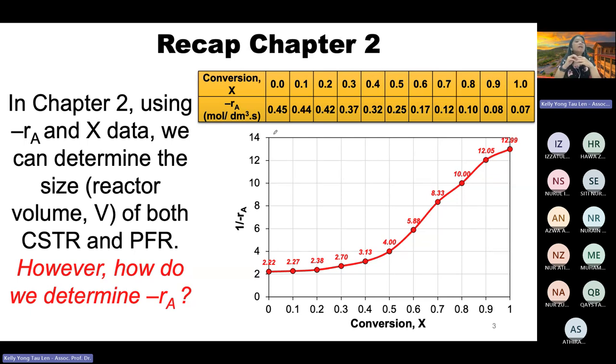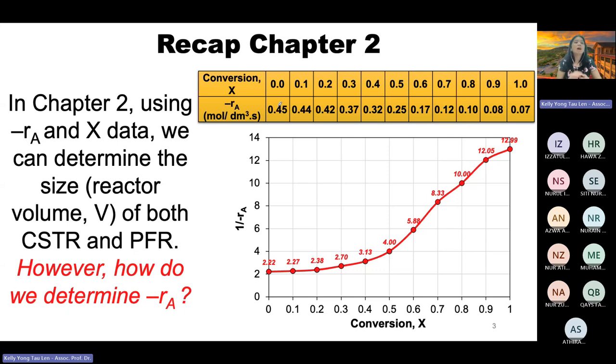In chapter 2, if you realize from the tutorial that we have done yesterday and the previous day, you have already started to design reactors, or basically, you started to calculate the volume of the reactors given, let's say, the conversion and so on. However, the two most important pieces of information that you need to do the calculation in chapter 2 are basically the same information, but presented in different ways, right?